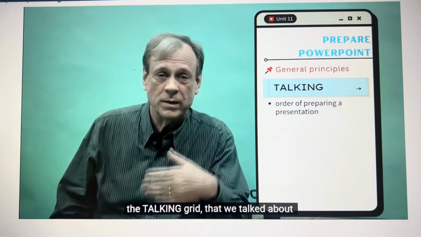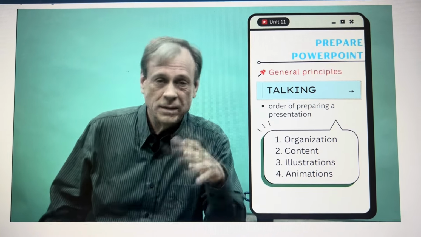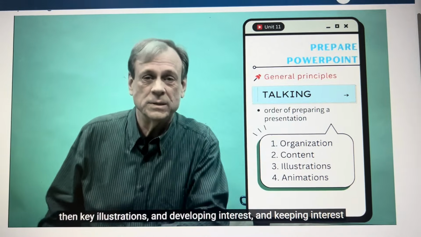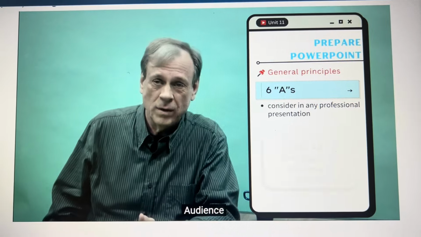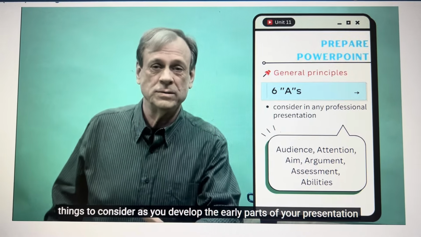The talking grid that we talked about, doing it in a reasonable order, the general organization, then the content, then key illustrations, and then developing interest, keeping interest. Also the 6 A's that we looked at: audience, attention, aim, argument, assessment, abilities, things to consider as you develop the early parts of your presentation.